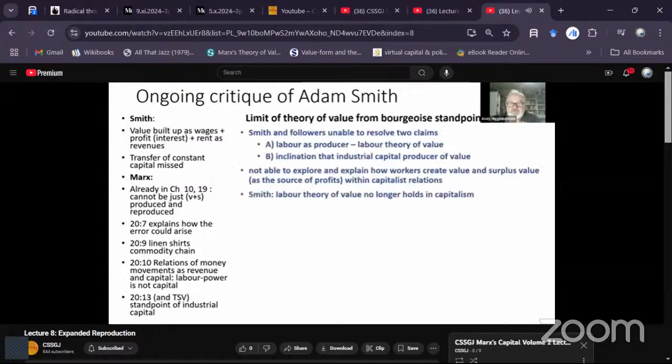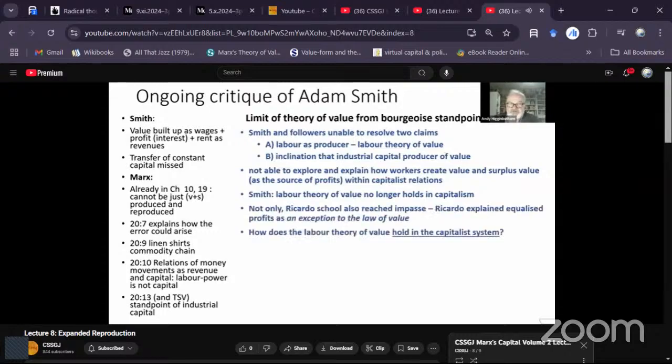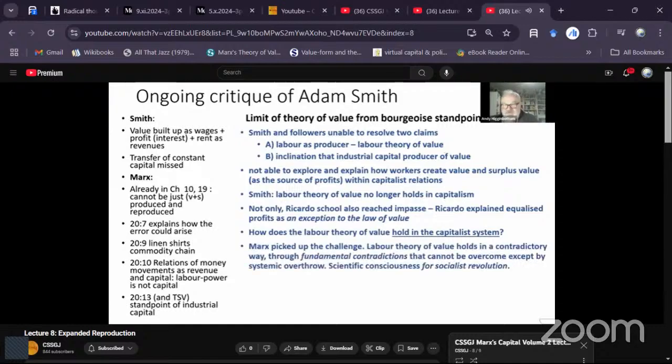This is the limit of the theory of value from the bourgeois standpoint, because Smith accepted that labor produced value. He agreed with the labor theory of value, but he had a problem, because his whole class instinct was towards industrial capital as a producer of value. The only way he really solved this was to say that the labor theory of value worked before capitalism, but no longer holds within capitalism. Ricardo's solution was that there are exceptions to the law of value, but it still holds within capitalism. So they both had a challenge, which was to explain how the labor theory of value holds in a capitalist system. And it's Marx who solved that challenge.